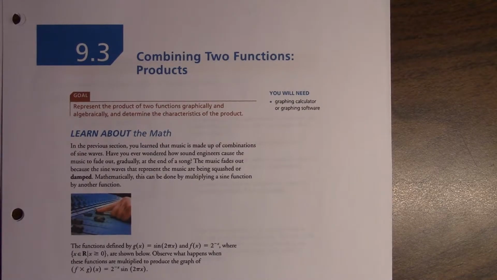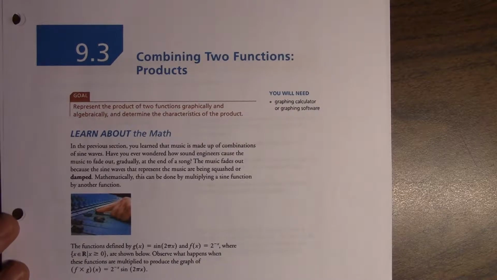Okay, the function defined by g at x equals sine 2 pi x, and f at x is equal to 2 to the exponent of negative x, where x are all real numbers where x is greater than or equal to 0, as shown below. Observe what happens when these functions are multiplied to produce the graph.